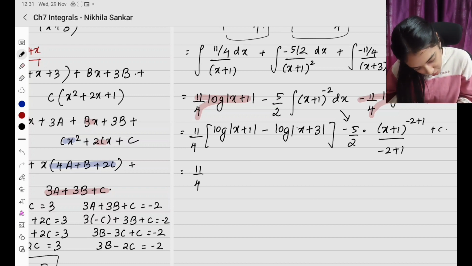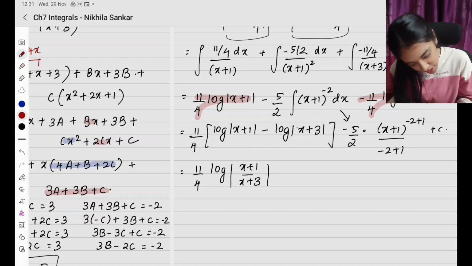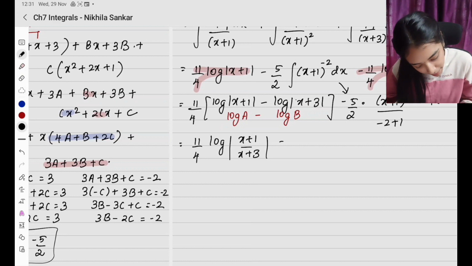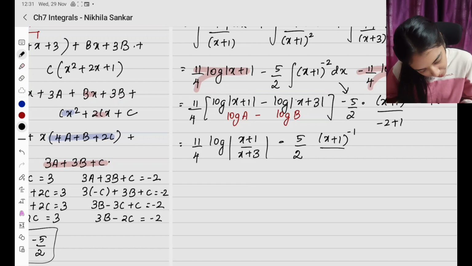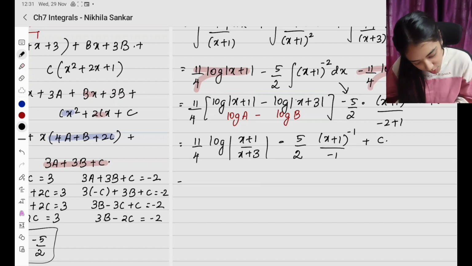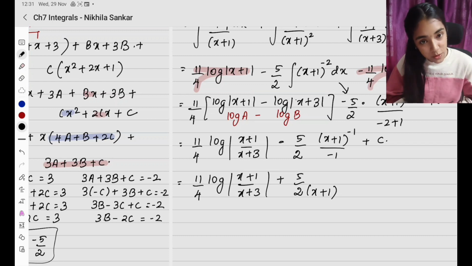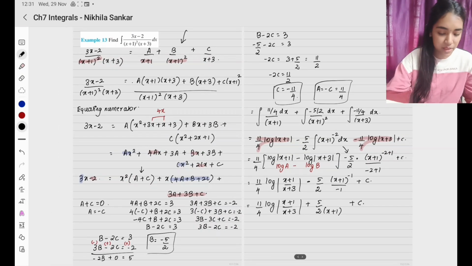So this is going to be 1 by 4 log mod x plus 1 divided by x plus 3, because this is of the form log a minus log b. So I can write it in terms of log of a divided by b, minus 5 divided by 2 times (x plus 1) the whole power minus 1 divided by minus 1, plus c. So the minus minus becomes a plus. So in the end I have log mod x plus 1 divided by x plus 3 plus 5 by 2 times (x plus 1) power minus 1, which becomes 1 by x plus 1, plus c. So this is my final answer. Okay, please copy.